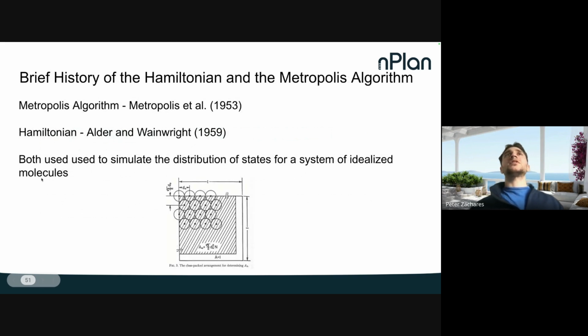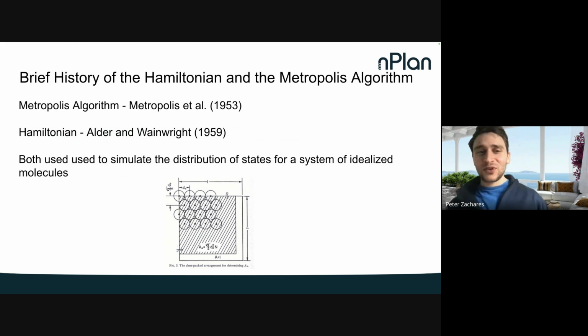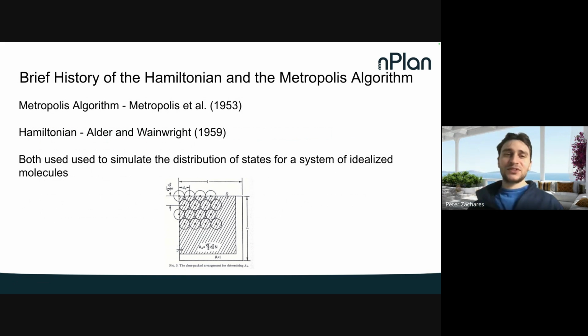Okay, so let's do the brief history of the Hamiltonian and the Metropolis algorithm. Both of these are used for MCMC right now, but they actually didn't start that way. And I find it interesting that they were both created to address basically the same problem. The reason it's called the Metropolis algorithm is that the first author on this paper is Nicholas Metropolis. I actually thought it had something to do with the Manhattan Project, but it's the last name of the author.